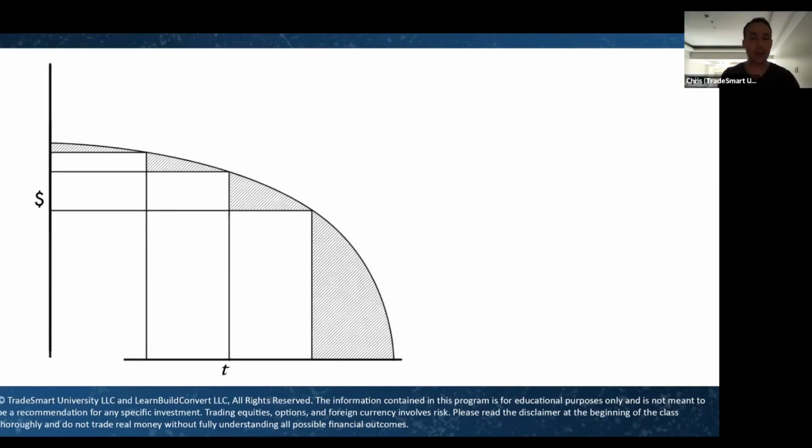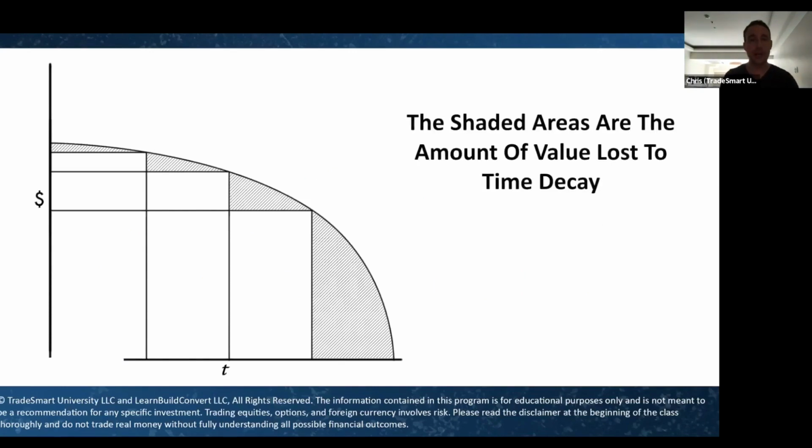So this is a graph of the time value of an option. The shaded areas that you see are basically the amount of value that we lose to time decay as we get closer and closer to expiration date. So imagine, for example, that this is in weeks. So let's say we start back here at week 0. This is week 1, week 2, week 3, and then the option expires at the end of week 4, okay?